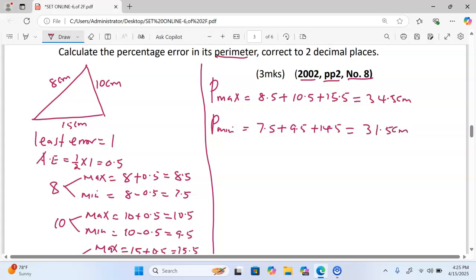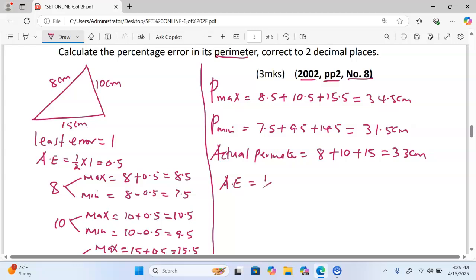as our minimum perimeter. Then of course we get the actual perimeter by adding the 3 values the way they are stated, that is 8 plus 10 plus 15, and this gives us 33 centimeters. Once we have that, we can now get the absolute error in perimeter.